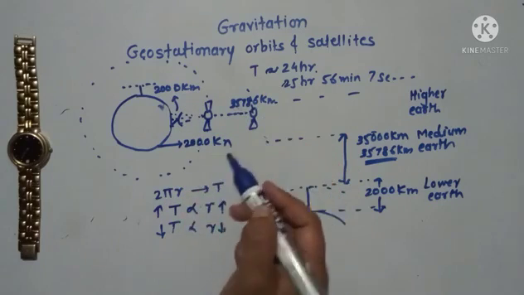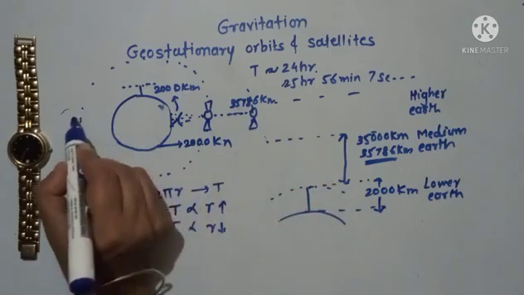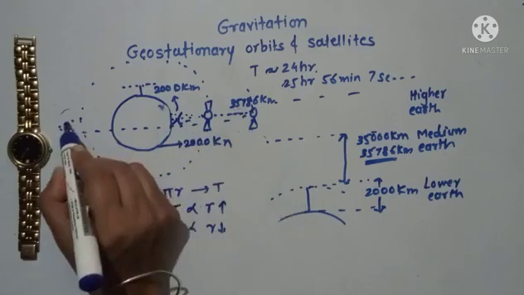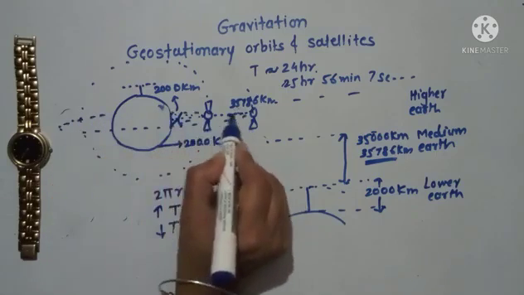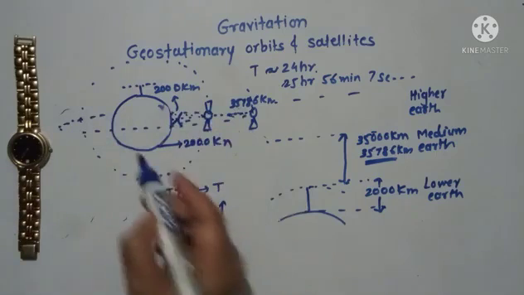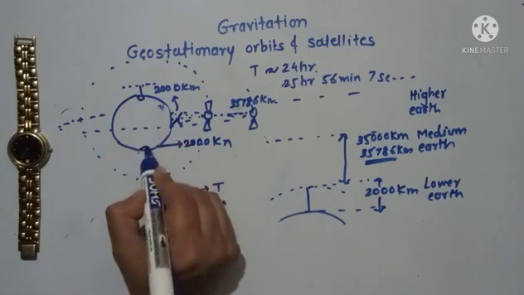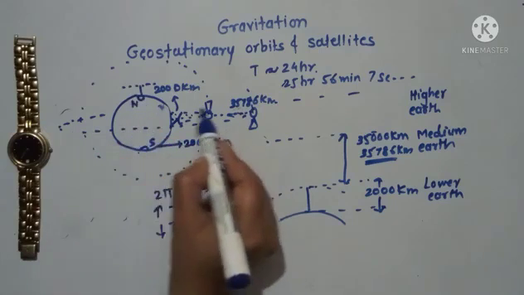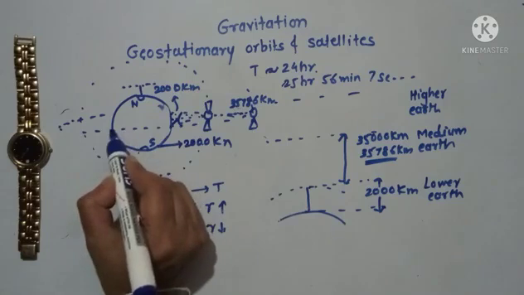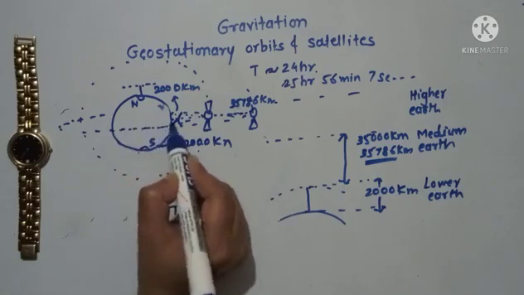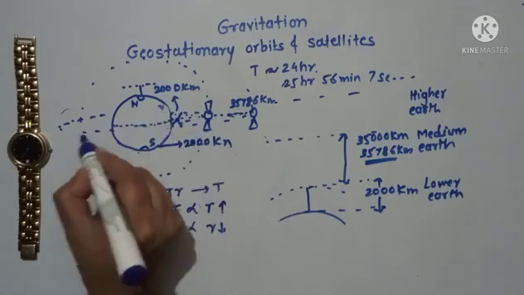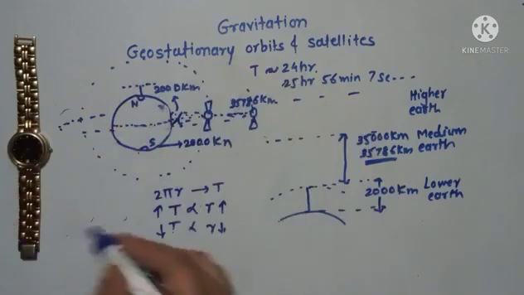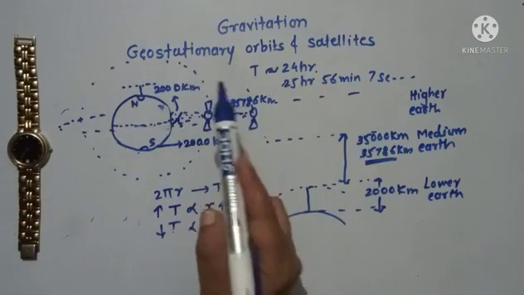Now these geostationary satellites are exactly on the equator of the earth. We know the imaginary line passing through the center of the earth. If these are the poles, this is the north pole and this is the south pole, so we can call this the equator of the earth. This is the imaginary line passing through the center of the earth. The geostationary satellites are always in the equatorial plane. So these are called the geostationary satellites.